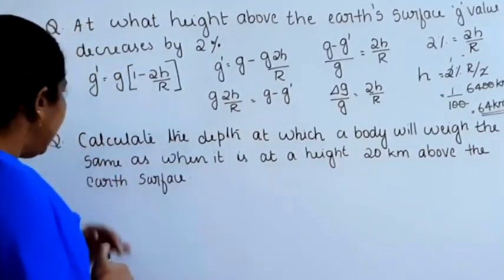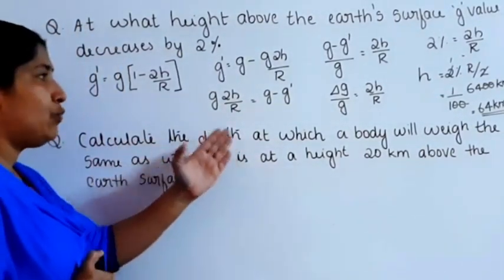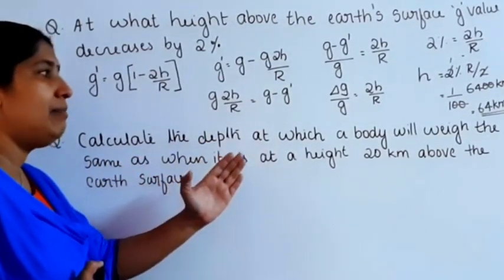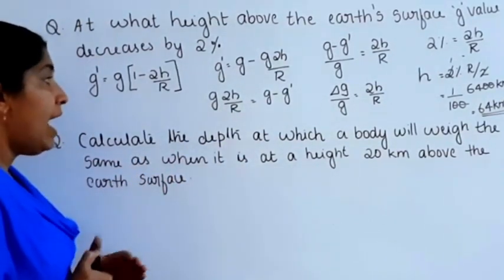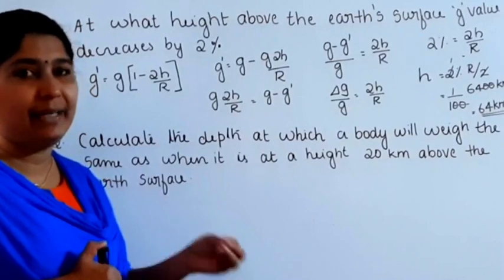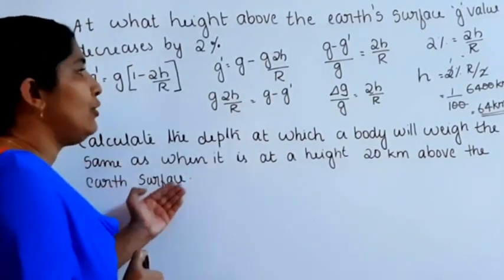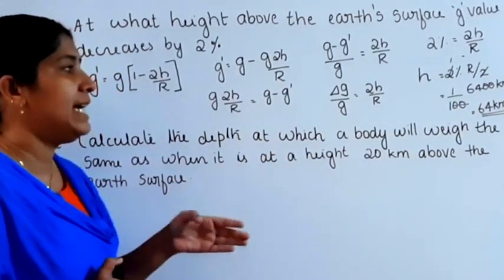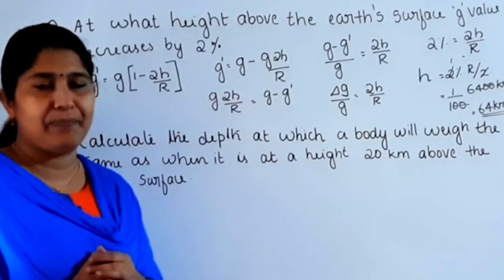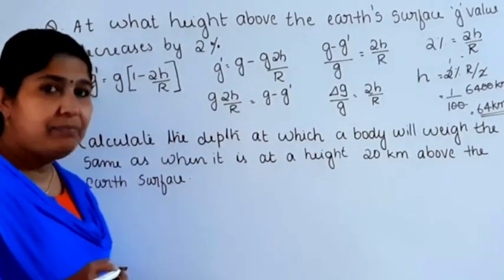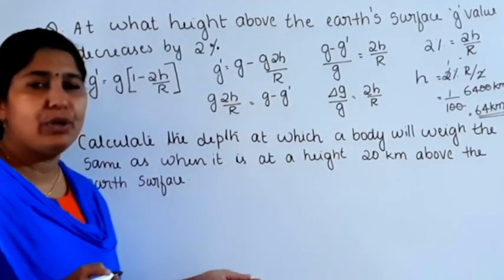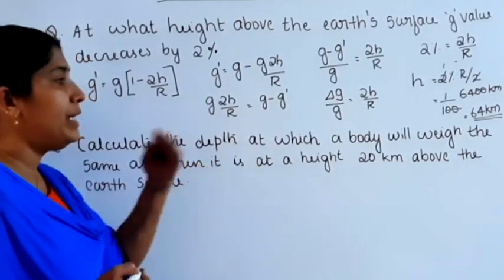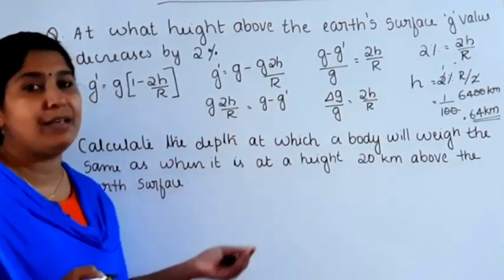Now our next question. Calculate the depth at which the body will weigh the same as when it is at a height of 20 kilometer above the earth's surface. At what depth? We want to find the depth at which the acceleration due to gravity is the same as the acceleration due to gravity at a height h equal to 20 kilometer above the surface of the earth.